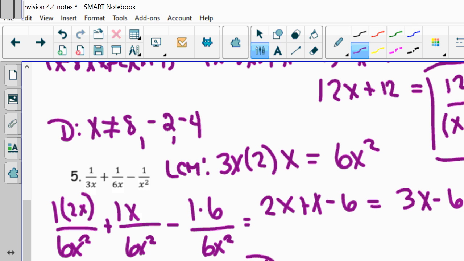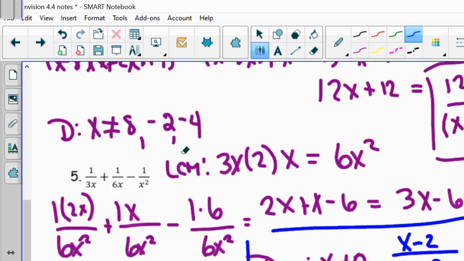I'm going to find my domain. X cannot equal, so all that I have in the denominator is x squared, so x cannot equal 0. So now I'm looking at what can I cancel out. The only thing I can cancel is the 3 and the 6. So I end up with x minus 2 over 2x squared, where my domain is x cannot equal 0. Okay.